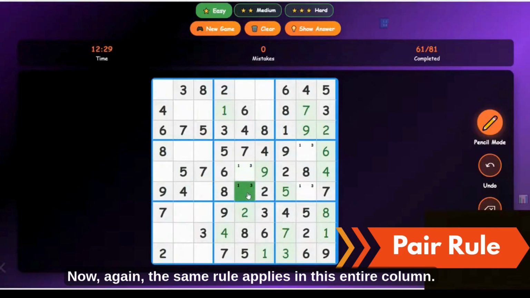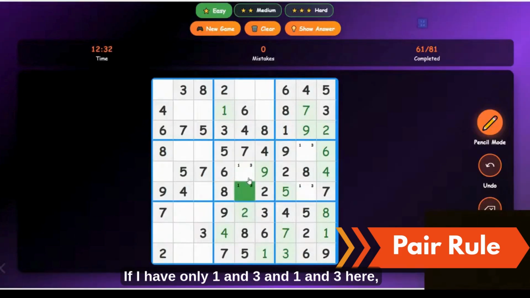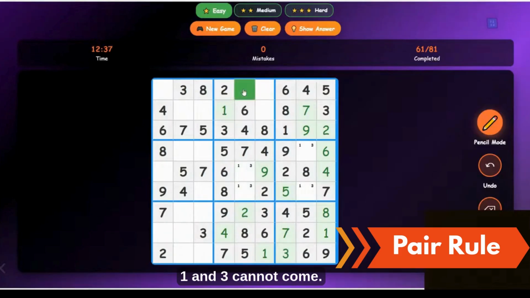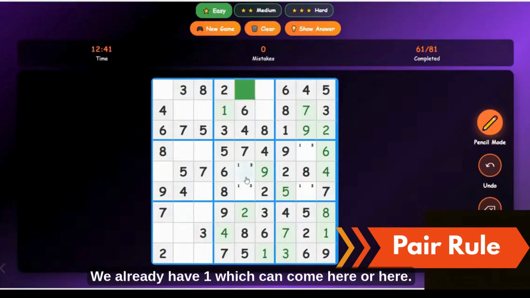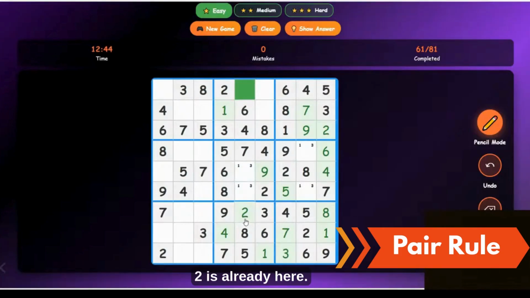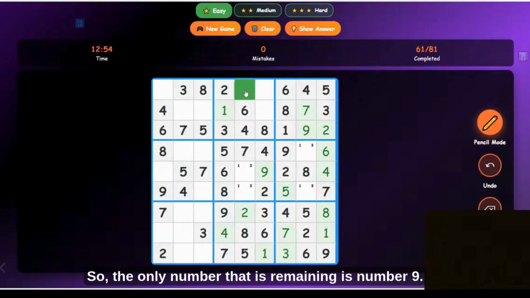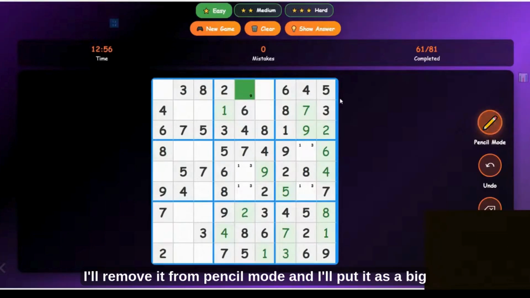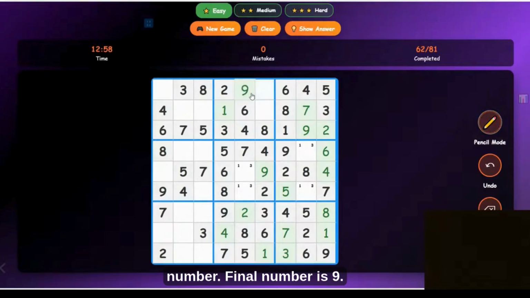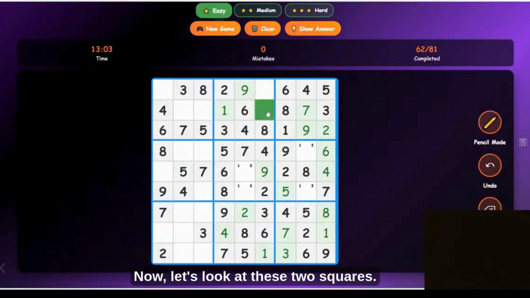Now again, the same rule applies. In this entire column, if I have only 1 and 3 and 1 and 3 here, so in this square, 1 and 3 cannot come. So what else will be left? We already have 1 which can come here or here. 2 is already here. 3 also can come here or here. So 3 can't come here. Then we have a 4, 5, 6, 7, 8. So the only number that is remaining is number 9. So I'll remove it from pencil mode and I'll put it as a big number. Final number is 9.